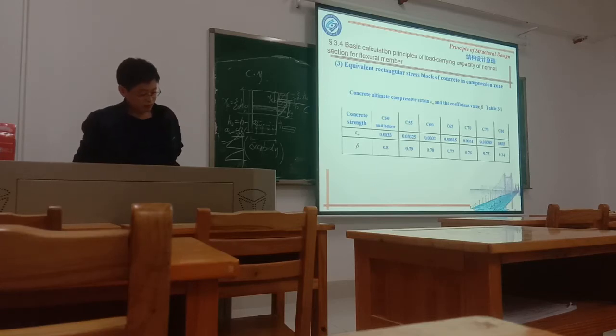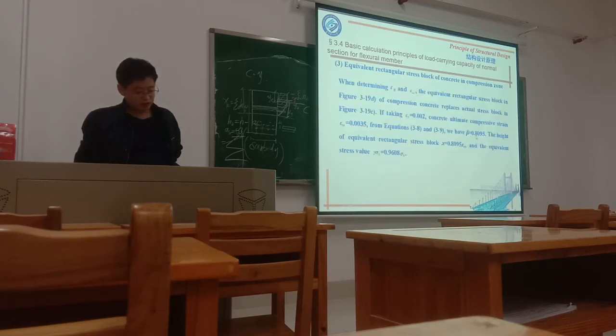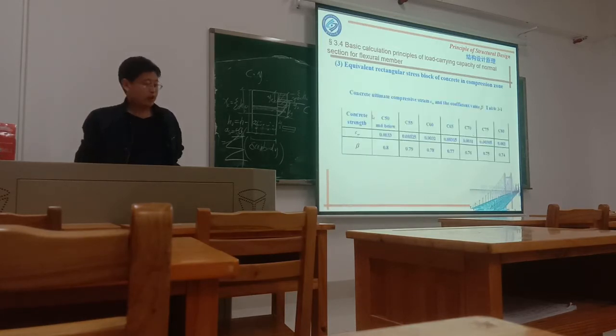Different grades of concrete will have different values of epsilon 0 and epsilon cu. Then in this code, for C50 and below, they use this value. And for C55, 60, 65, the values gradually get smaller. And once we got this value, you can get this value. See here, they use 0.8. Actually, just now we got 0.8095. They just neglect those parts and use 0.8. So this value you can find in the code.